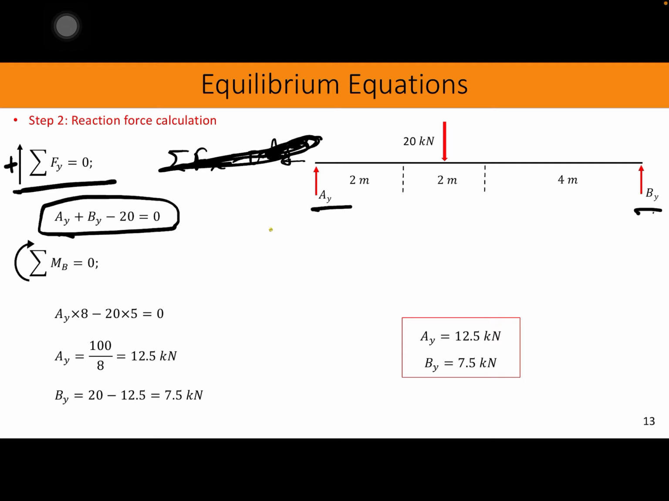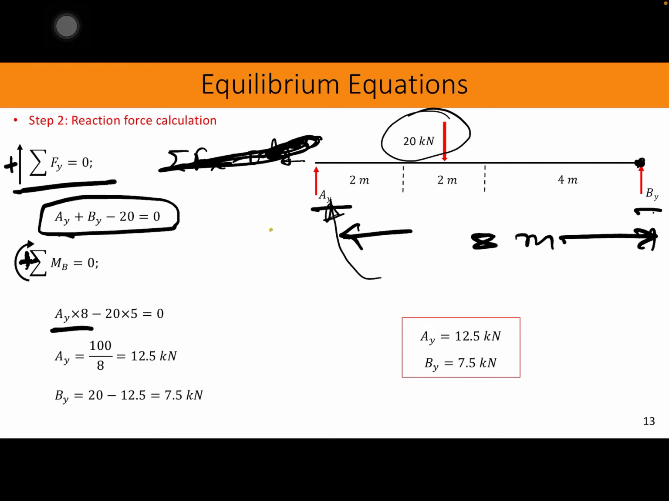To get another equation, I'm going to use the moment equation, with clockwise as positive. I'm applying the moment at point B right here. We can do either point A or point B, so let's just take the moment at point B. With respect to point B, AY is creating a positive moment because this is clockwise. So AY times the total distance of 8 meters, from this point to this point.